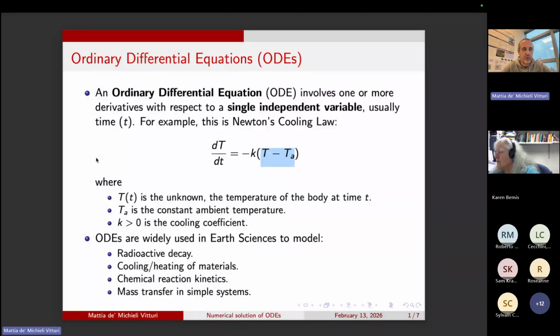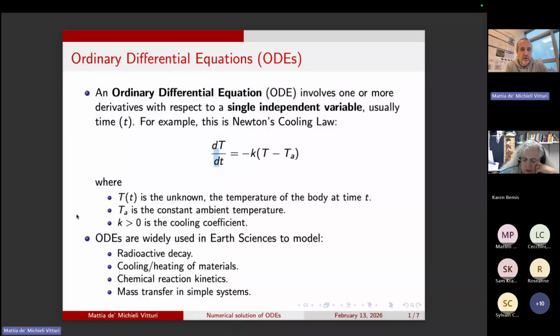And so this is a really simple equation, which when solved will tell us how the temperature will evolve in time. And it's called an ordinary differential equation. As you can see, the derivative is only a derivative with respect to time. Here in the definition, I wrote that there could be one or more derivatives because an ordinary differential equation could involve the first derivative, but also the second derivative. But the important thing is that in an ordinary differential equation, the independent variable is just one, and so we have only derivatives with respect to one variable. In this case, we only have derivatives with respect to time.